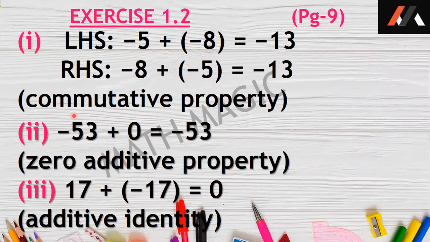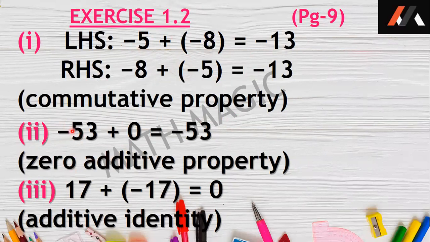Now, by commutative property, we know that minus 5 plus minus 8 is equal to minus 8 plus minus 5. It is just the rearrangement and it holds true for addition of integers. So we can just use commutative property and fill in the blanks. Or we can add the sum and check the answers.